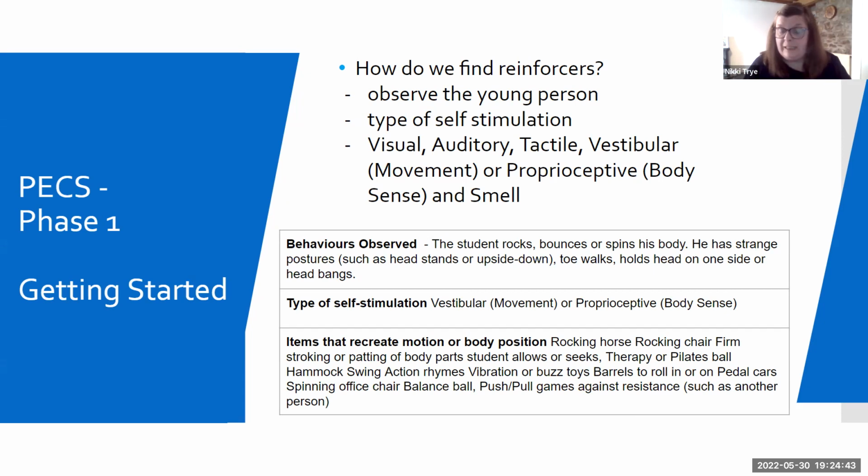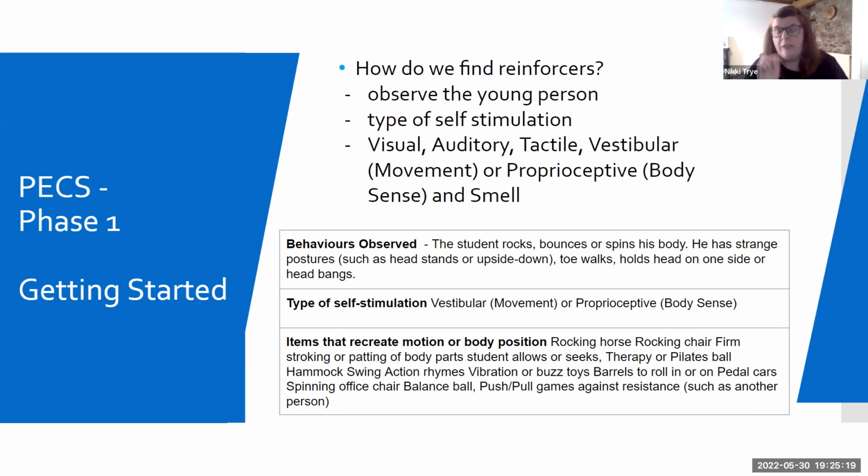So we started using this document that's called Handy Hints. And what it does is supports you to find reinforcers for the young person you're working with. And you begin by observing the young person and looking at how they actually self-stimulate. So I've put an example in here of a young person that uses vestibular movement. So this is my young person that would be bouncing and spinning and like a real thrill seeker, climbing and jumping and doing a bit of everything, okay?